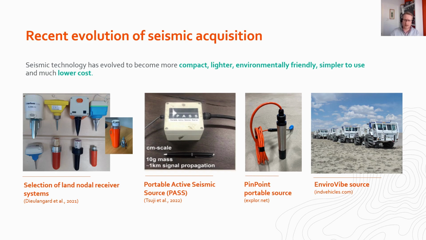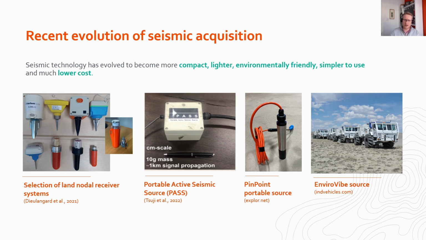And what this miniaturization enables is that higher density surveys can be acquired, providing better data, but they can also be acquired quicker and safer when compared to conventional surveys, and this is all at lower cost. And similar to seismic receivers, seismic sources have also followed this similar path.